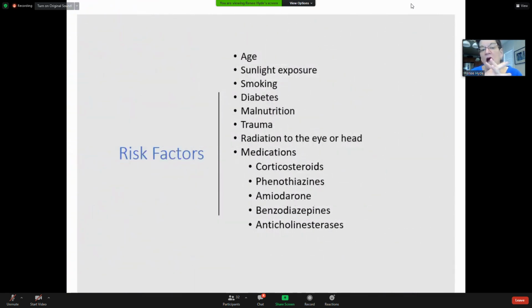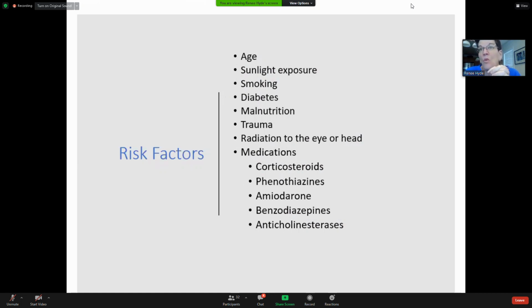Now, these are our risk factors. Age, not much we can do about that except evaluate our older clients for development of it. But there are some things we can do about sunlight exposure, okay? One of the things that I will tell you guys is that a lot of these disease processes, sunlight and exposure to UVA, UVB rays, same thing that causes sunburn, causes eye damage.